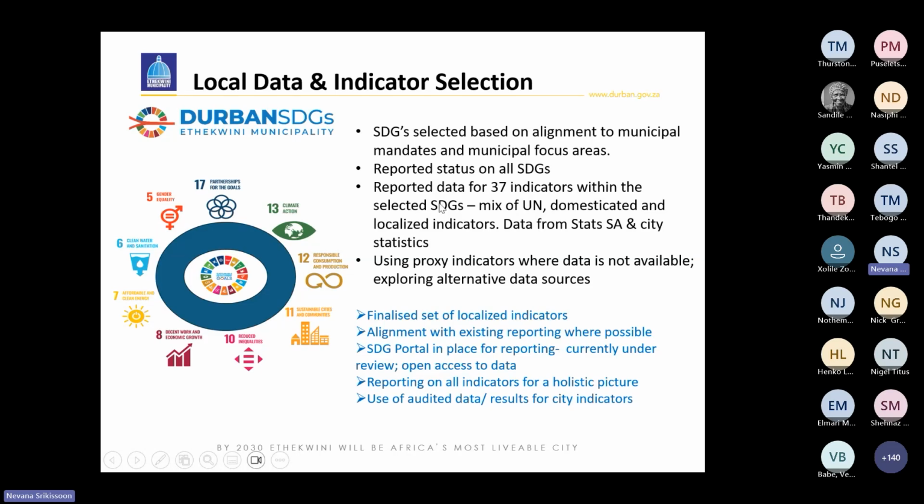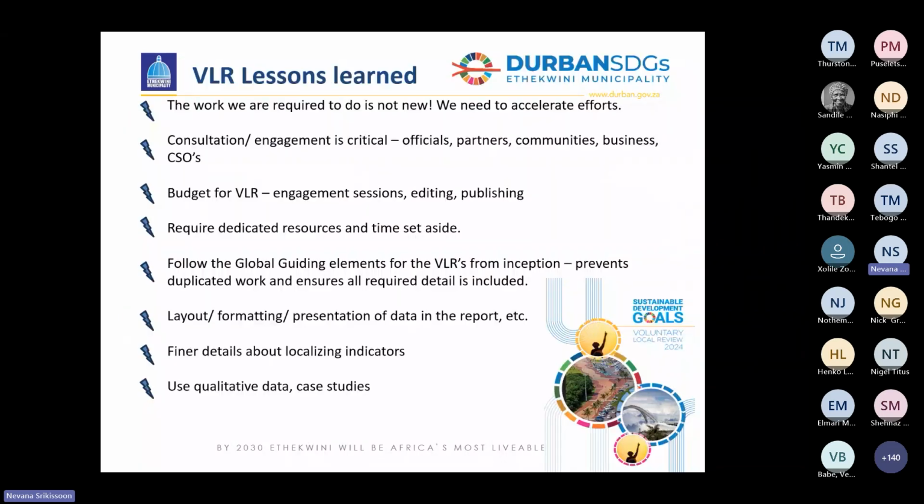In the VLR, we reported on 37 indicators within those prioritized SDGs, and they were a mix of the UN indicators that were domesticated by Statistics South Africa, and then the indicators that we chose as a city, or the localized indicators. And the data is actually from Statistics South Africa and our own city-based statistics. As I said, we chose to report on all of the indicators where we are able to access data. However, we are only using audited results for the indicators. So wherever data was available, but they're not audited or not from verifiable sources, we're actually not reporting on those indicators.